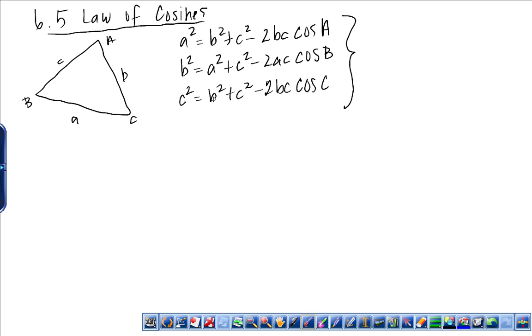And you're going to use this any time that you want to find angles or sides. We're going to be finding sides first, but later on you're going to see that you're going to be finding angles as well. All right, so let's use this to find something. Okay, so I'm going to draw my random triangle here.